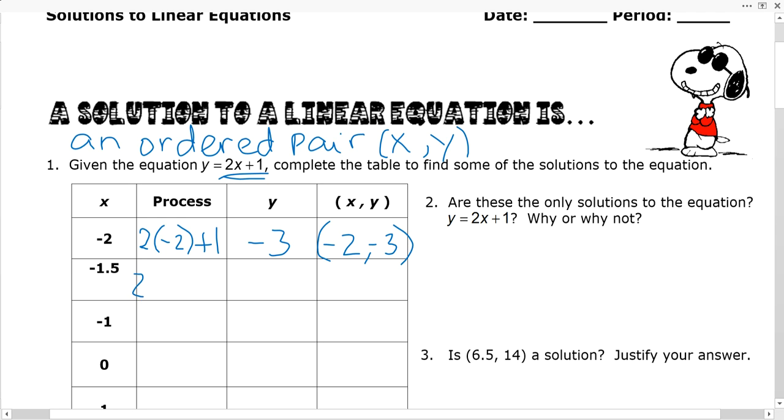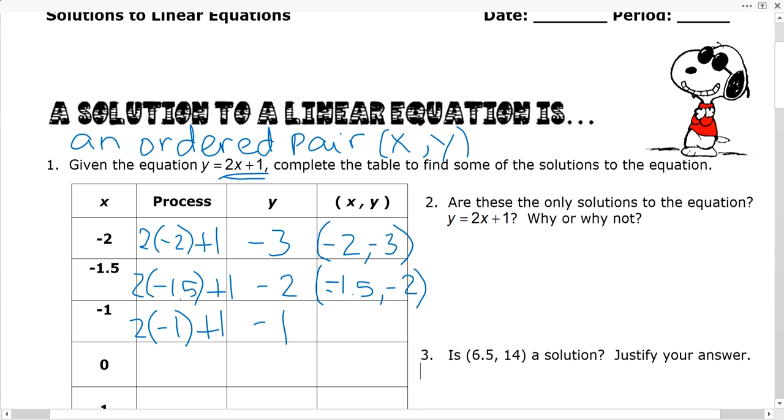So I'm going to have 2 times -1.5. 2 times -1.5 is -3, plus 1 is -2. So my ordered pair is -1.5, -2. Then 2 times -1 plus 1. 2 times -1 is -2, plus 1 is -1. So the ordered pair is -1, -1. I don't know why this keeps jumping all around.